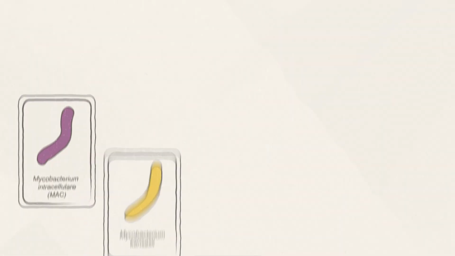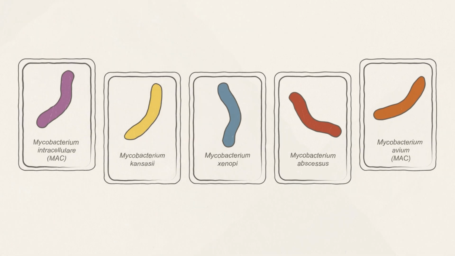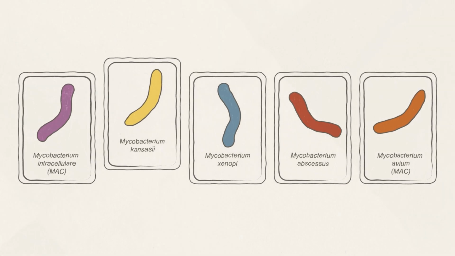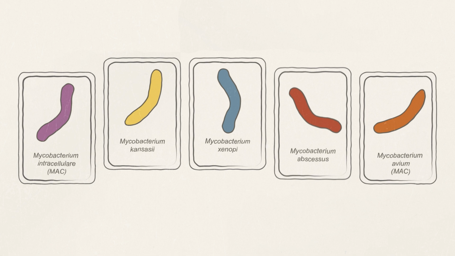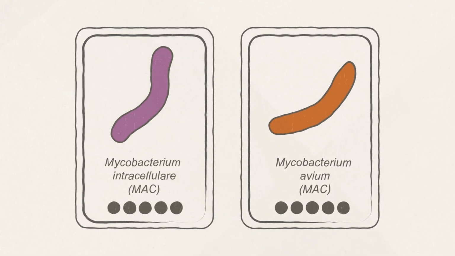The most frequent pathogens include M. avium and M. intracellulare, which are grouped together as Mycobacterium avium complex, MAC, along with M. kansasii, M. xenopi, and M. abscessus. MAC infections were the clinically most significant species to date, predominant across disease categories and localizations.